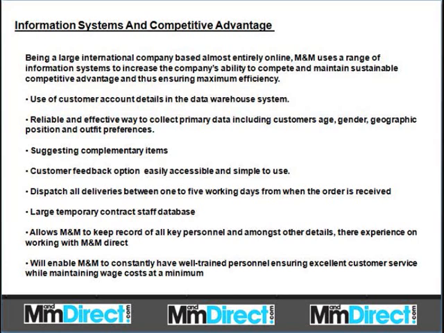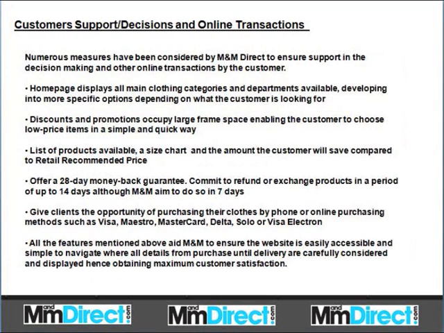Customer support, decisions, and online transactions. Numerous measures have been considered by M&M Direct to ensure support in the decision-making and other online transactions by the customer. The homepage displays all main clothing categories and departments available. According to what the customer is looking for, these develop into more specific options, aiming to display and suggest precisely what the customer desires.